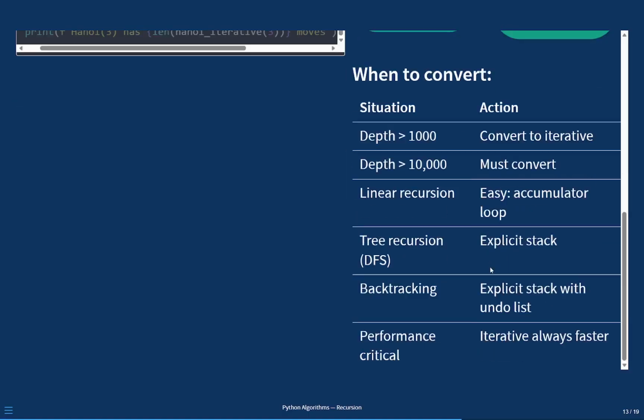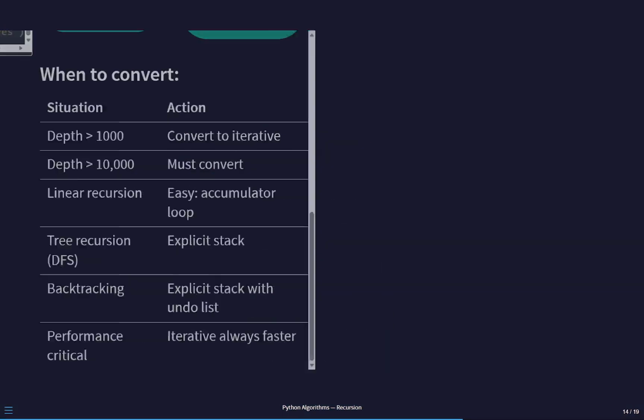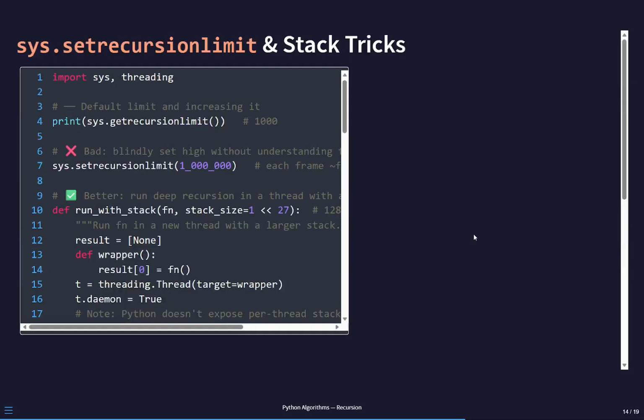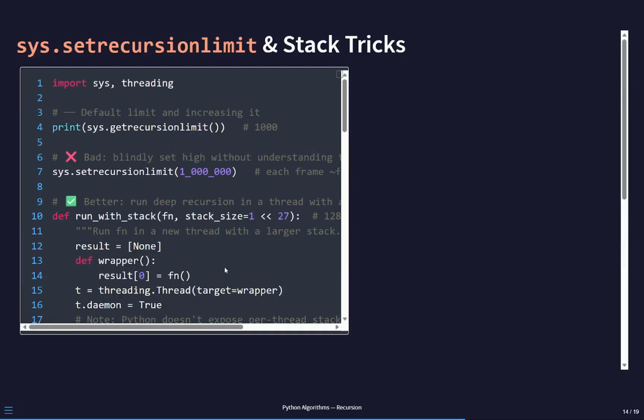The when-to-convert table. At depth greater than 1000, consider it. At depth greater than 10,000, it's mandatory. For performance-critical paths, iterative code is always faster, no function call overhead. Next, when you genuinely need deep recursion, Python gives you several tools, but each comes with trade-offs.